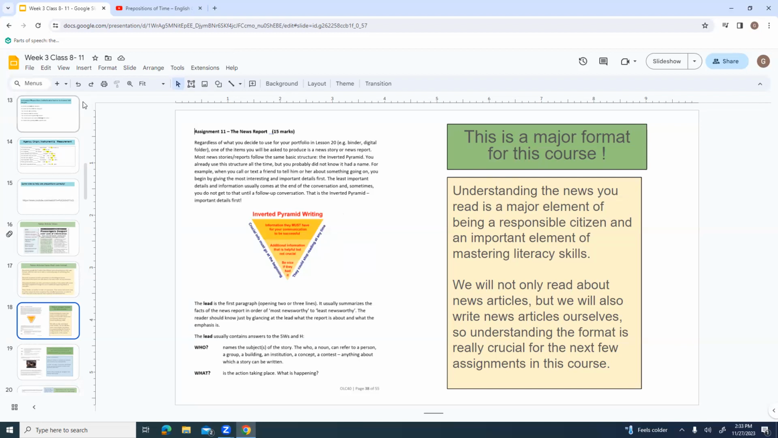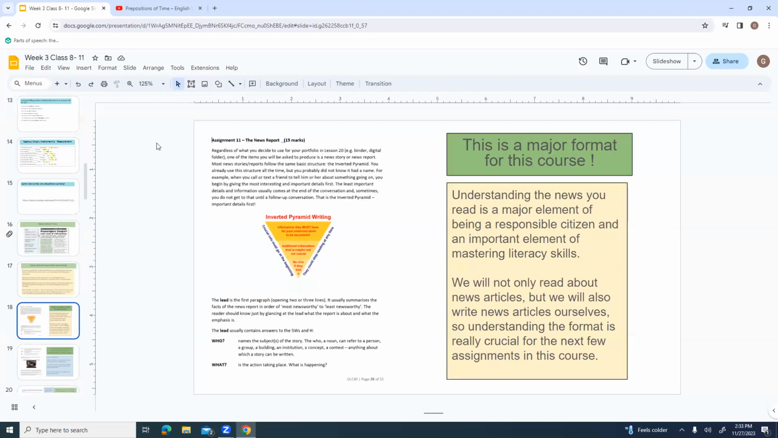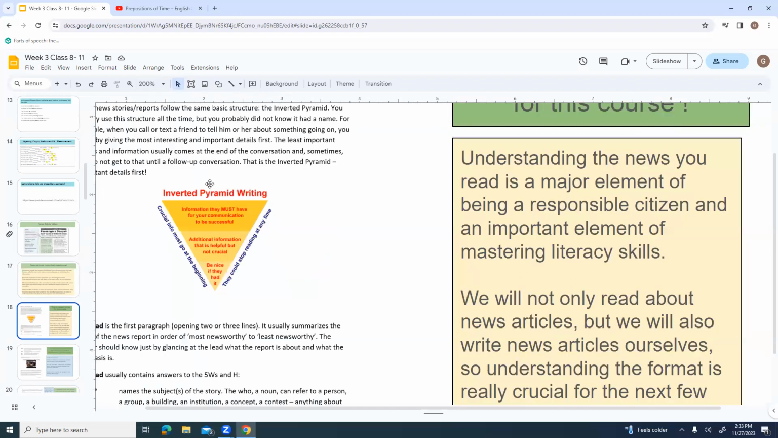So that is the inverted pyramid. Important details first. I'm going to see if I can just make this a little tiny bit bigger. Oh, that's the opposite of what I was looking for. There we go. Inverted pyramid. Up top, you have the information you have to communicate in order to understand the story. This is additional information. It's helpful, but it's not crucial. And then there's a few details. It'd be nice if they had it, but it's not the end of the world if they don't get it.